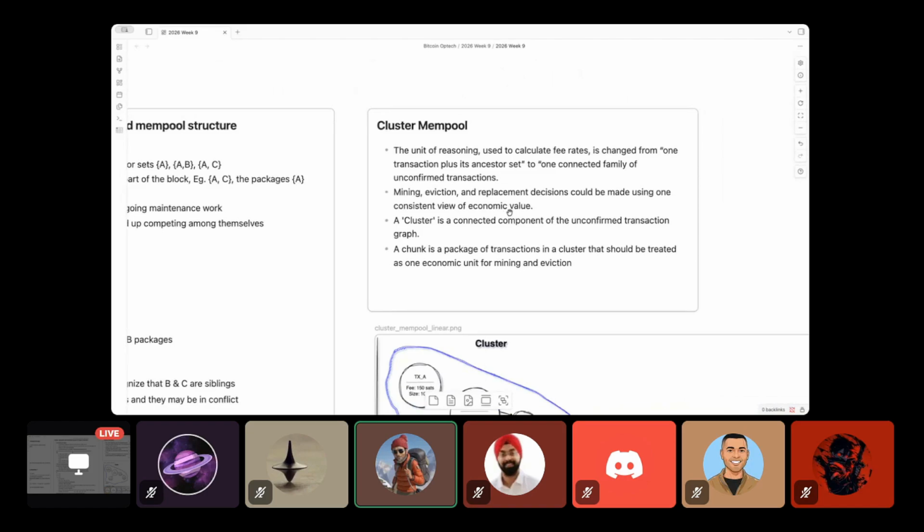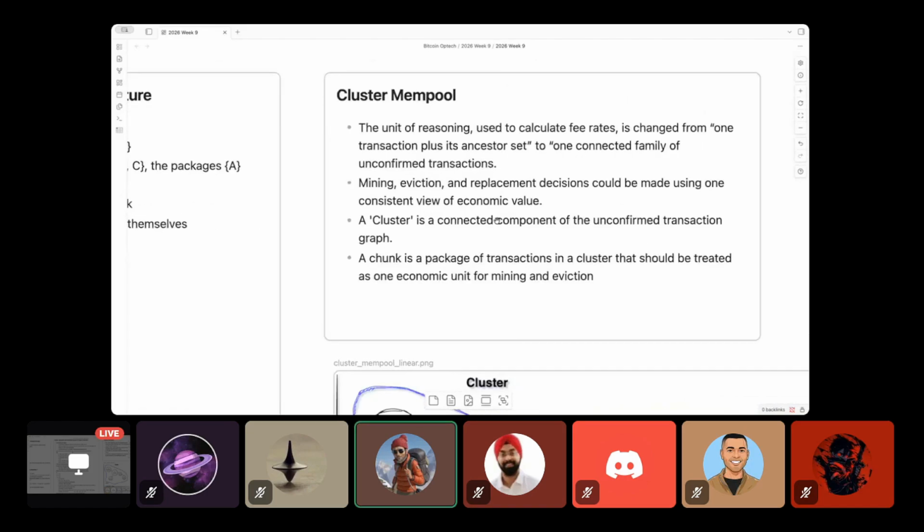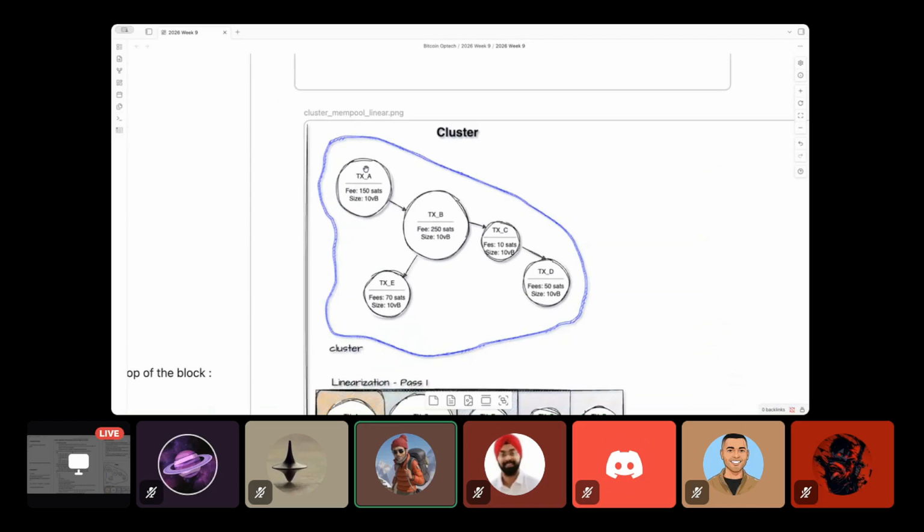So in cluster mempool, the key idea behind it is that you don't reason based upon one transaction plus its ancestors or one transaction plus its descendants. Rather, you look at the whole cluster. Last time, if you were interested in B, all that we were interested in was its ancestor A. We didn't care about its descendants or anything else. Similarly, if you are interested in transaction D, you will only be interested in C, B, and A. E is also related to B, but D doesn't know about E and doesn't care about E.